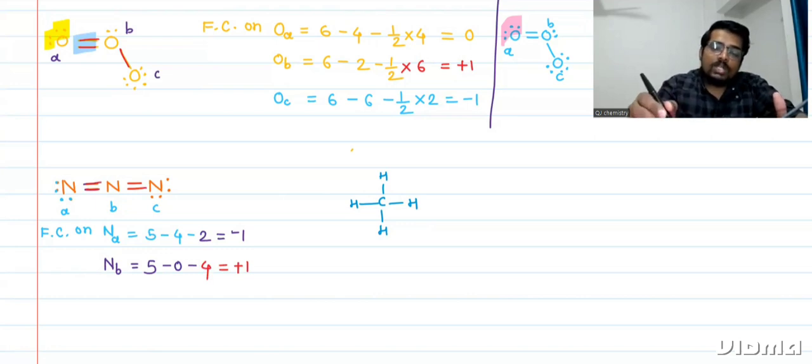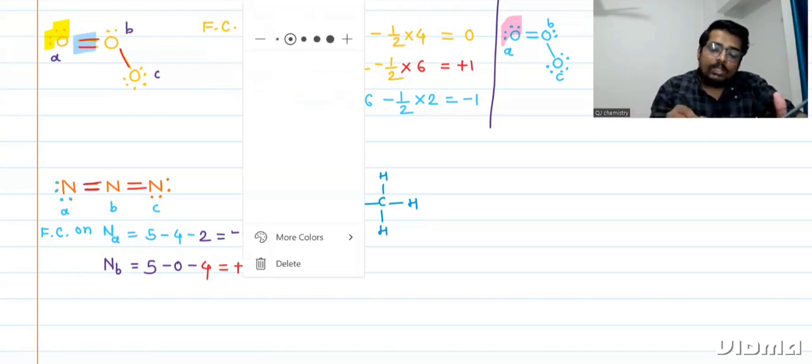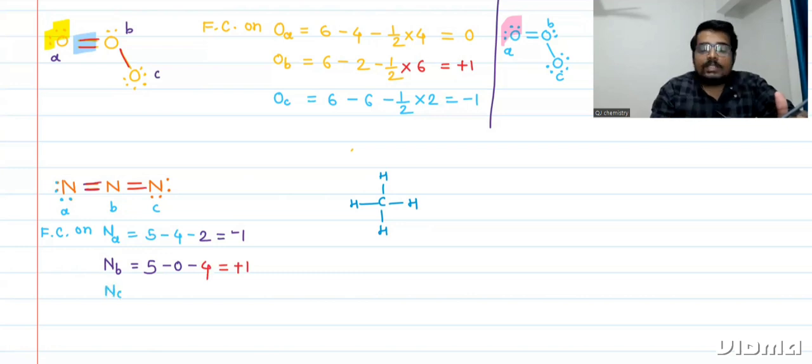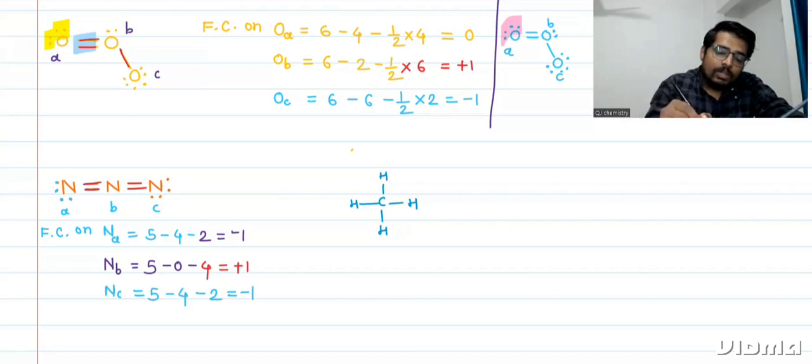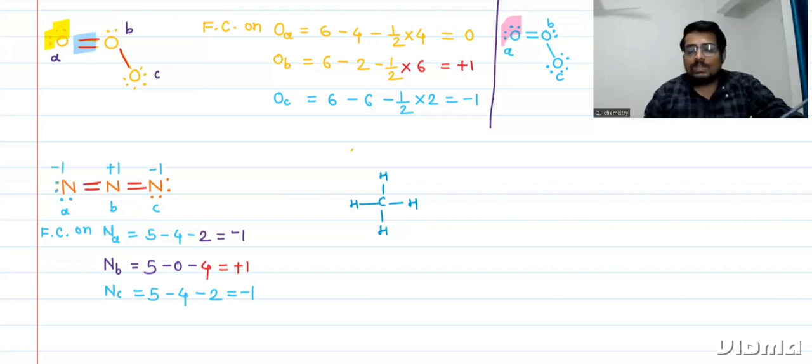Similarly, the formal charge on the extreme right nitrogen atom, nitrogen C, is equal to the number of electrons in the valence shell. How many electrons are there in the valence shell in total? 5, minus the number of dots. How many dots are there in total? 4 dots are there, minus the number of lines. The number of lines is 2. So the formal charge on nitrogen C is equal to minus 1. The formal charge on the central atom is plus 1, and the formal charge on the extreme left nitrogen atom is minus 1.